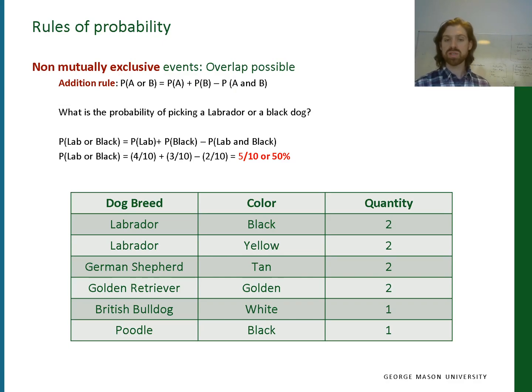But then we also need to take into account those non-mutually exclusive events, which include black Labradors, for which we have 2, so it's 20%. So we basically need to add together 4 out of 10 and 3 out of 10, which is 7 out of 10, and then subtract those non-mutually exclusive events, which are 2 out of 10, so 20%. And what we end up with is 7 minus 2, so we get 5 out of 10, which is a 50% chance of either picking a Labrador or a black dog.